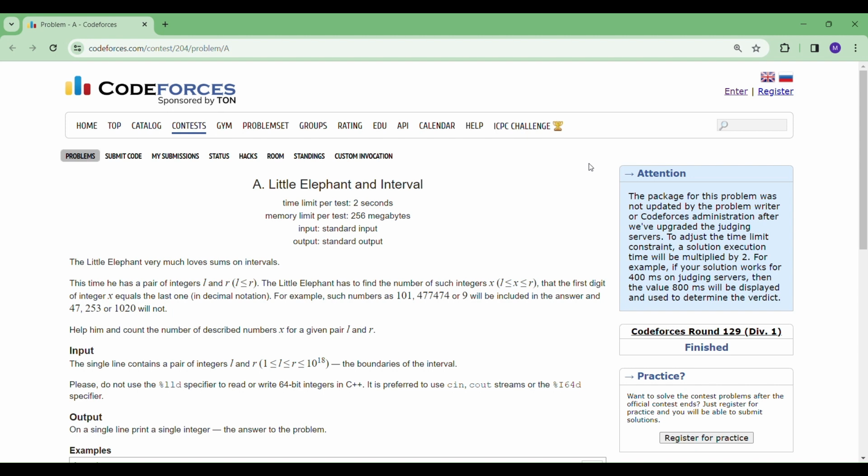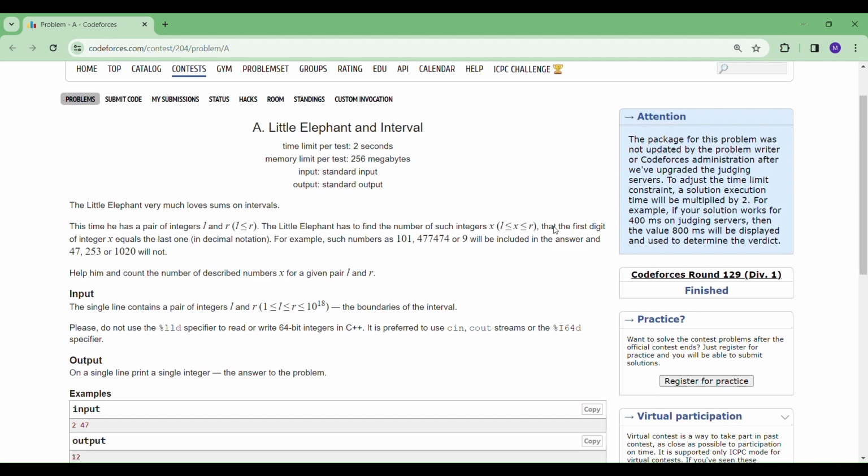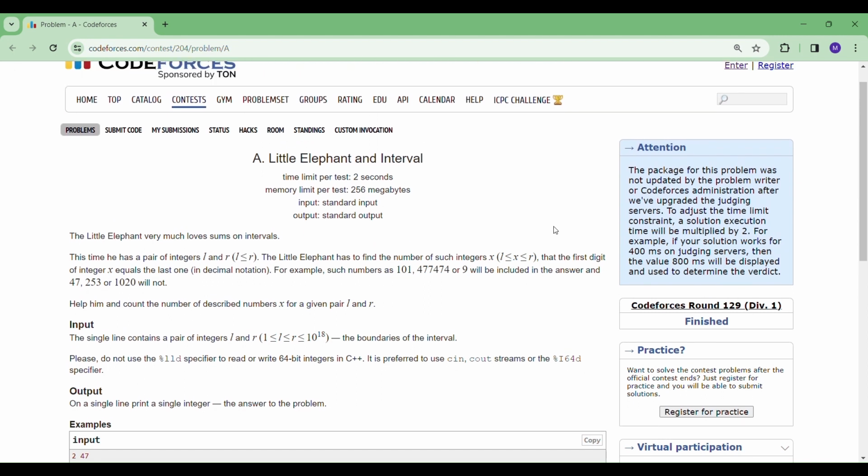This problem is available on Codeforces and we will be given two integers, L and R, between 1 and 10 to the power of 18. We need to find the number of integers x such that their first digit and last digit are the same. For example, we have a few examples here.